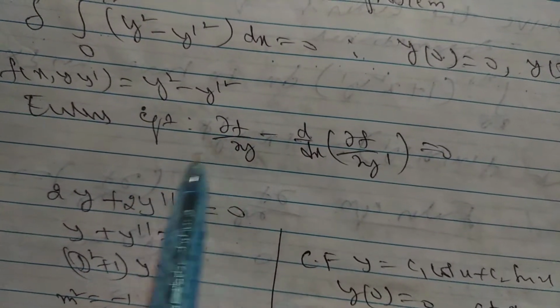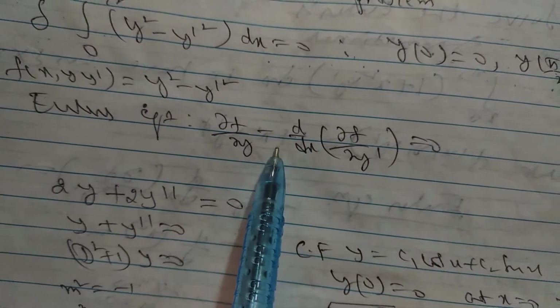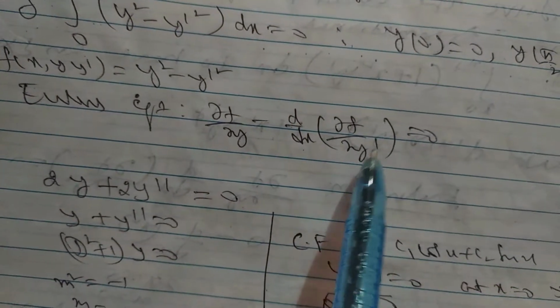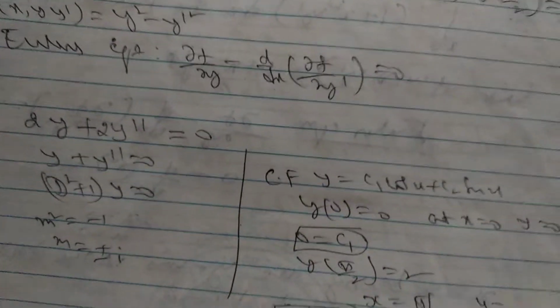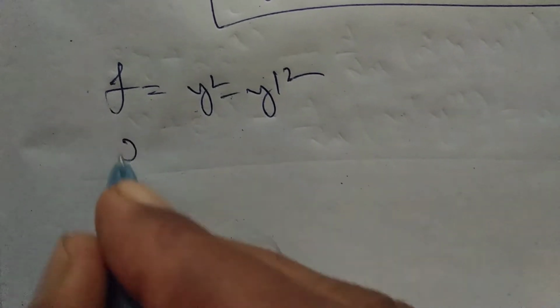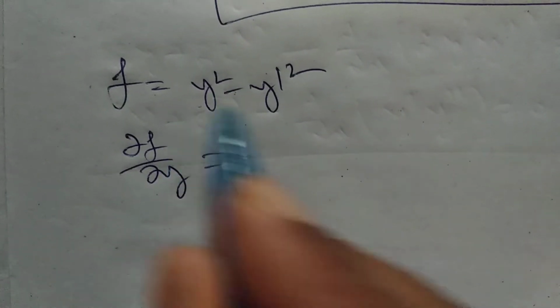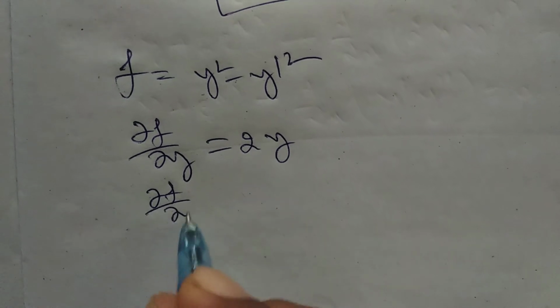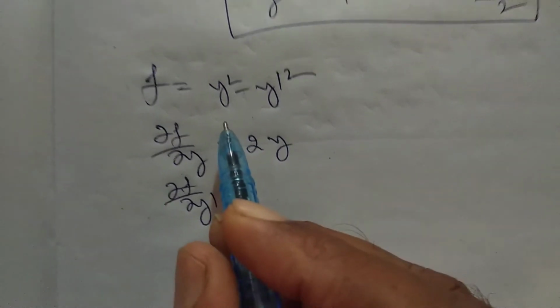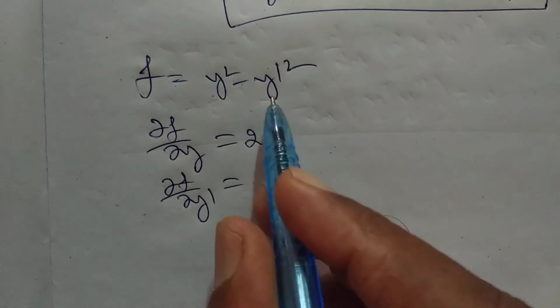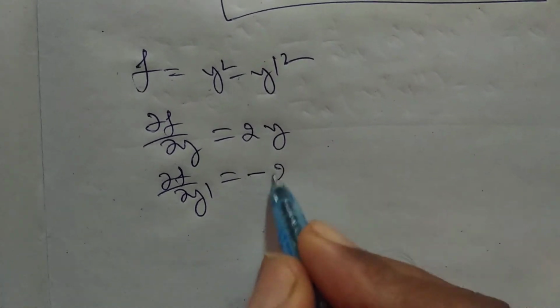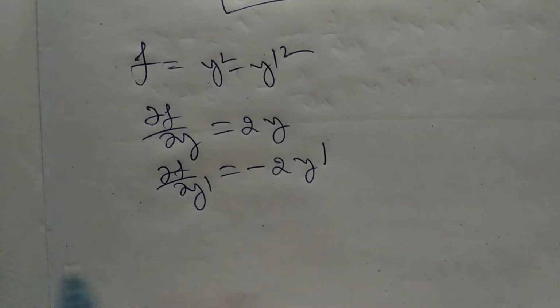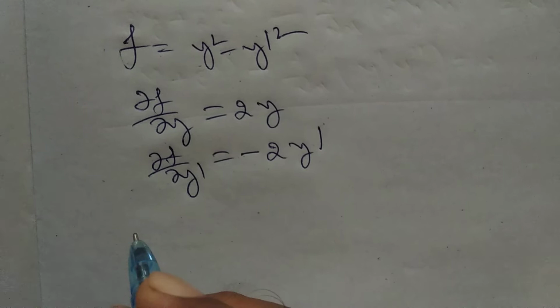What is Euler's formula? Dou f by dou y minus d by dx of dou f by dou y dash. Now find dou f by dou y. Differentiate partially with respect to y: we get 2y, and y dash square becomes 0. Next, differentiate partially with respect to y dash: y square becomes 0, and minus y dash square becomes minus 2y dash. These values we substitute in Euler's equation.